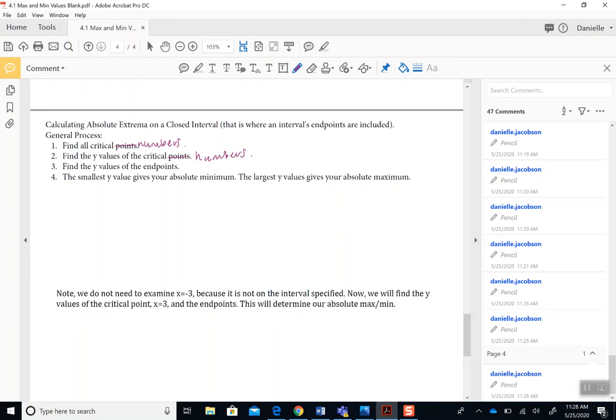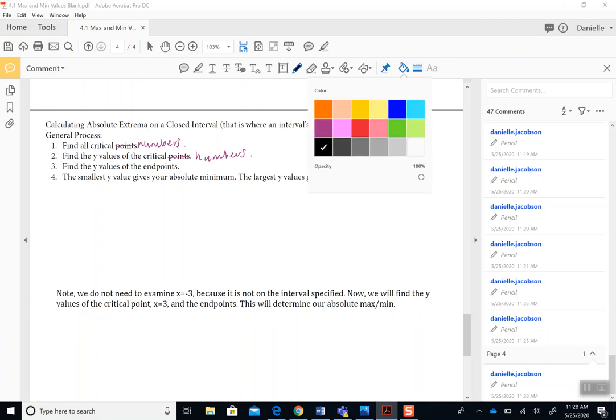So remember what we talked about before. Sometimes the endpoints can drop below those little peaks and valleys, which is why it's really important to make sure you check them to see if they happen to be lower or higher than your peaks and valleys that you find with that critical number or the derivative. Now your smallest y value will be your minimum, the largest y value will be your maximum. So let's go through this process.